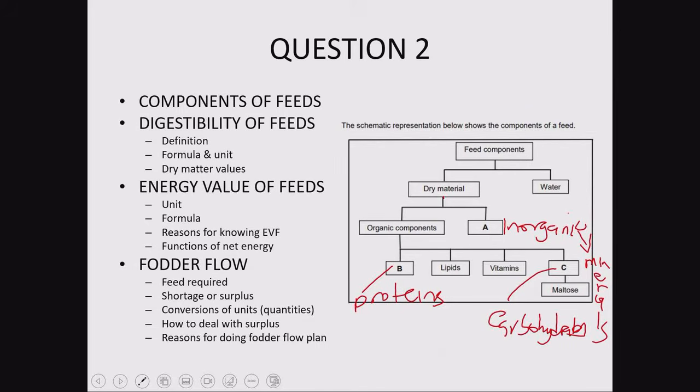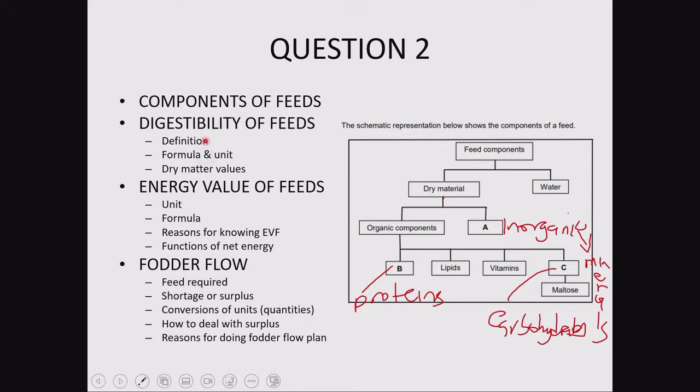We have another definition which is called digestibility coefficient, which is also the part of the feed that is digested and absorbed, and it is expressed as a percentage. So it's simply the same definition for two concepts, but you have to know that when you are talking about digestibility coefficient, then you have to put that end part that it is expressed as a percentage. Another important item that you have to look at here is the formula and the unit.